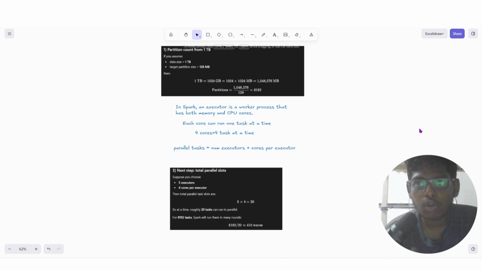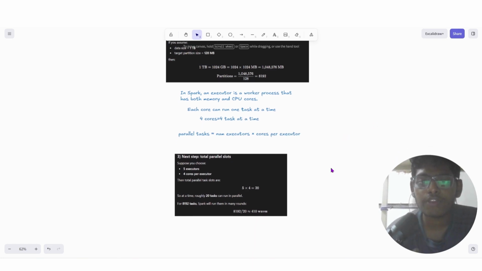An executor has both memory and cores. Each core can run one task at a time. When you have 4 cores, you can run 4 tasks at a time. Parallel tasks equal the number of executors times cores per executor, which means if you have 5 executors with 4 cores per executor, you have a total of 20 cores. So you can run 20 tasks in parallel.